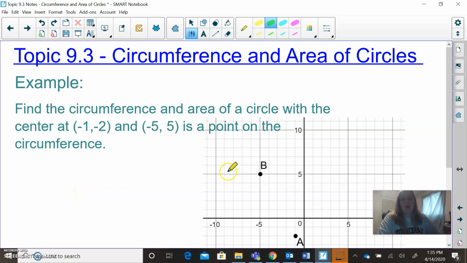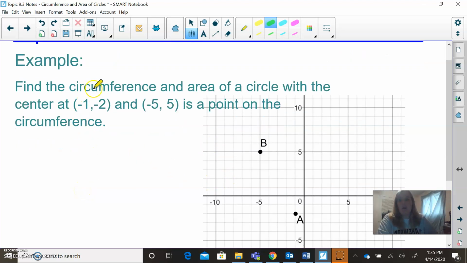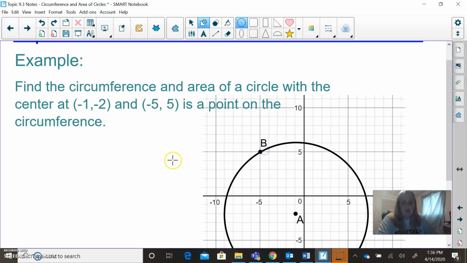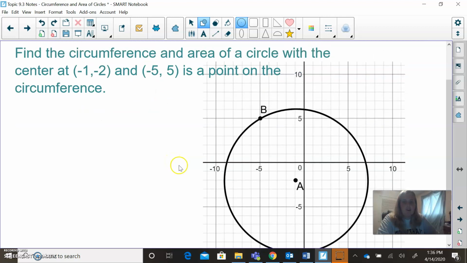For our next example, we're actually going to put this on the coordinate plane. We need to find the circumference and area of a circle with the center at (-1, -2), and (-5, 5) is the point on the circumference. So the center is A, and B is that point on the circumference. This is our center, and that is our circumference. So this is our circle here.